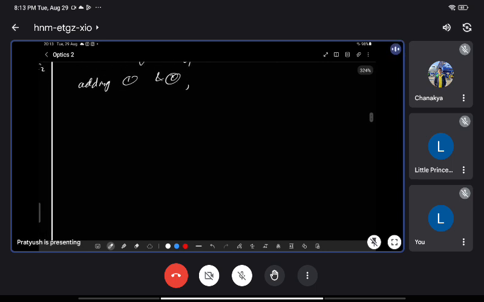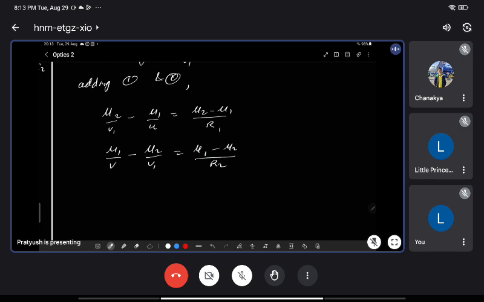Now, adding 1 and 2. What will happen when we add both of these equations? What are these equations? Mu2 upon V1 minus mu1 upon U equals mu2 minus mu1 upon R1. And this is what? Mu1 upon V minus mu2 upon V1 equals mu1 minus mu2 upon R2. Add both of them.